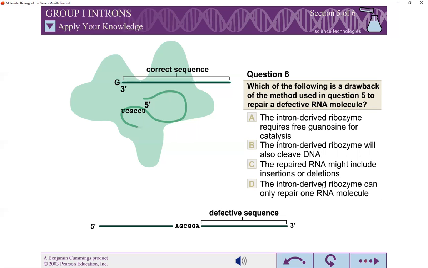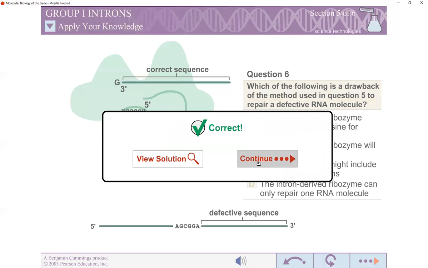The intron-derived ribozyme can only repair one RNA molecule. Yes, it could only repair the one RNA molecule. There is only a single correct sequence. This would be the best answer. Correct.